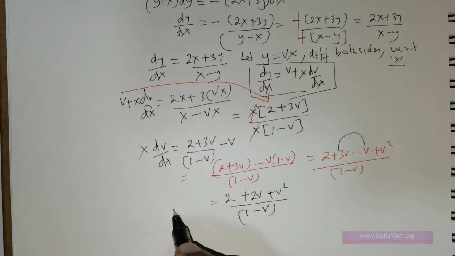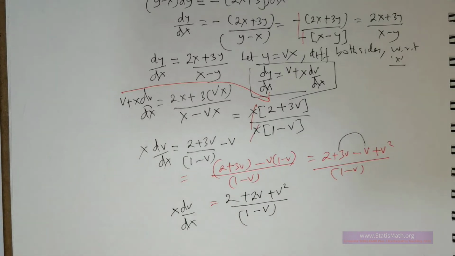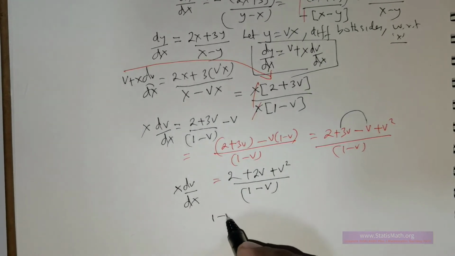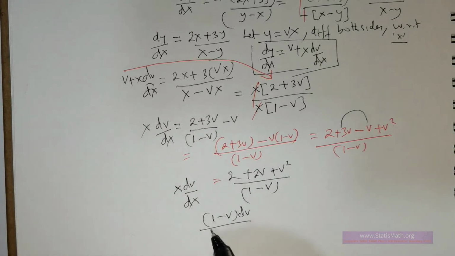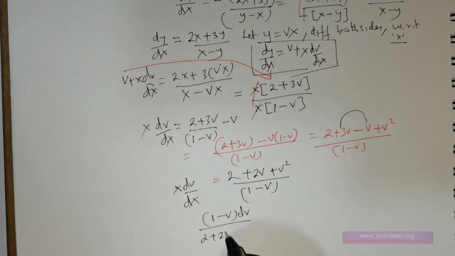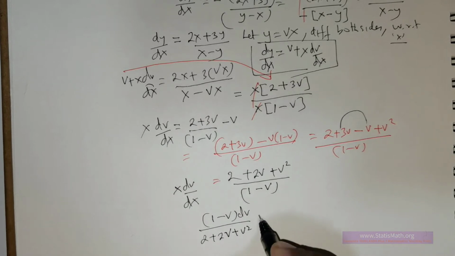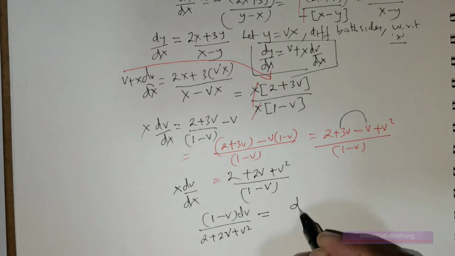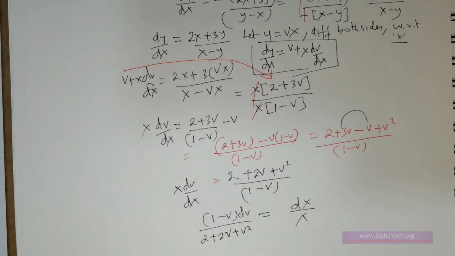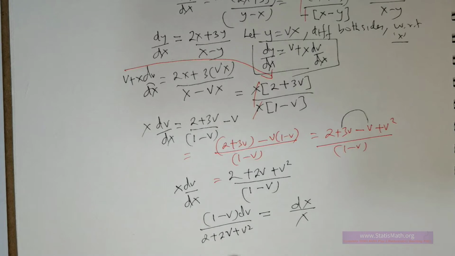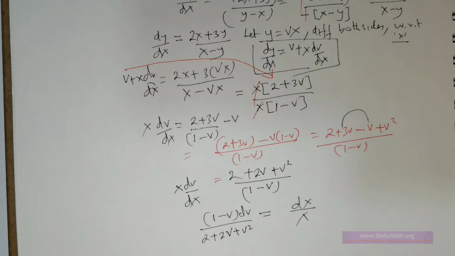Now on the left I've got x dv/dx. Now if I rearrange by variable separable, then I would have (1 − v) dv divided by (2 + 2v + v²) equal to dx/x. Now the question is, can I rearrange the quantities? So how would I do that?